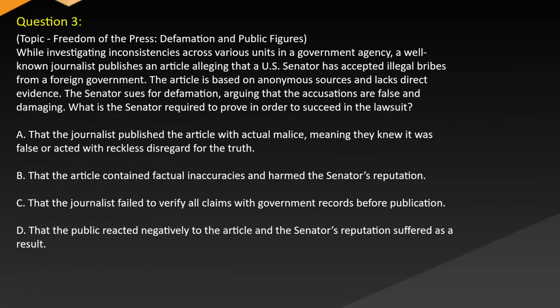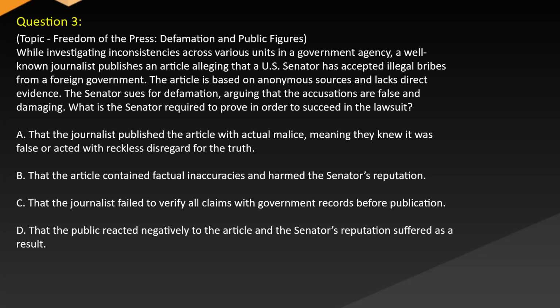Question 3. Topic: Freedom of the press, defamation, and public figures. While investigating inconsistencies across various units in a government agency, a well-known journalist publishes an article alleging that a U.S. senator has accepted illegal bribes from a foreign government. The article is based on anonymous sources and lacks direct evidence. The senator sues for defamation, arguing that the accusations are false and damaging. What is the senator required to prove in order to succeed in the lawsuit?